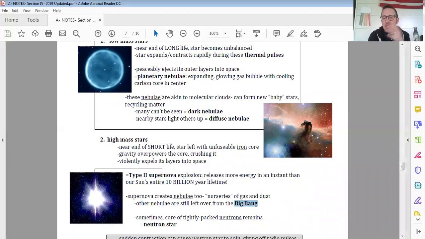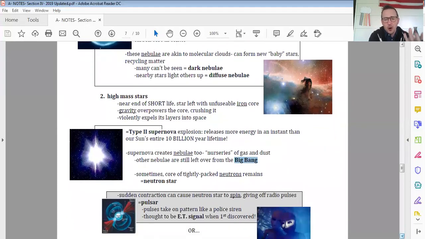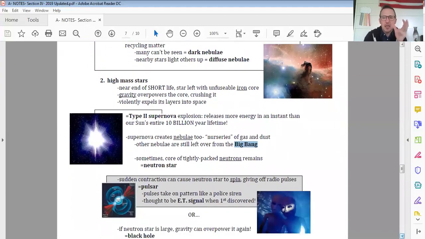So afterwards, if the core survives as solid iron, that can be a neutron star. If it starts to spin and pulse, it gives off radio pulses, and that is called a pulsar. So why did I include a diagram here, an illustration of creepy little gray aliens? Well, the first time a team of astronomers found a pulsar, they were actually optimistic that they had found the first evidence for alien civilizations.